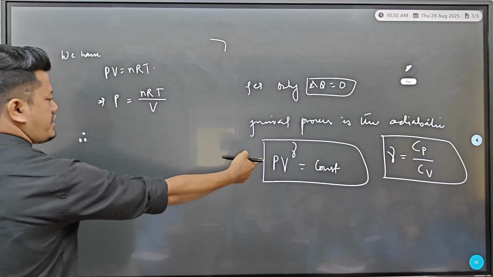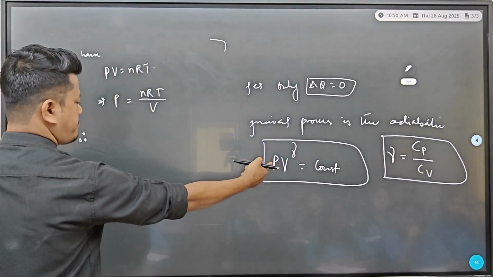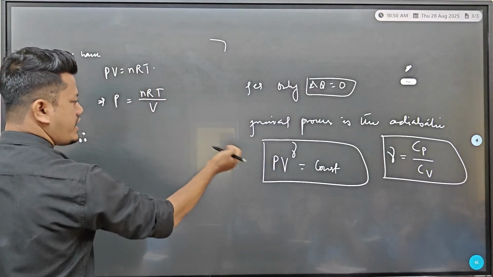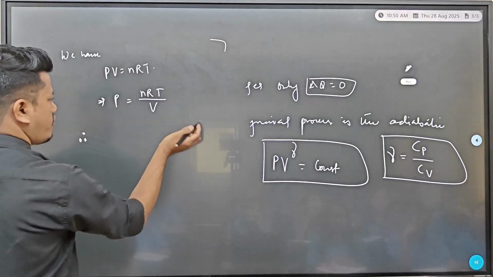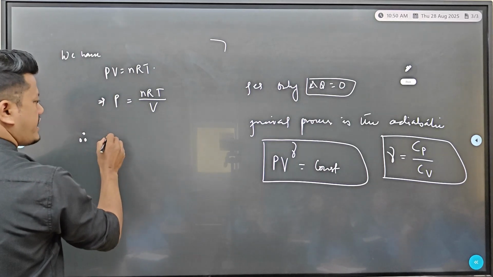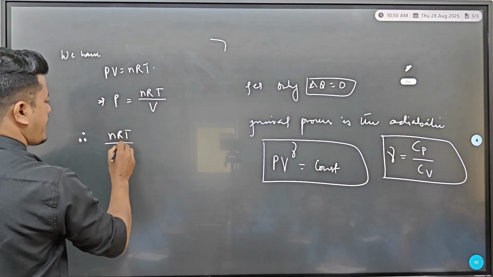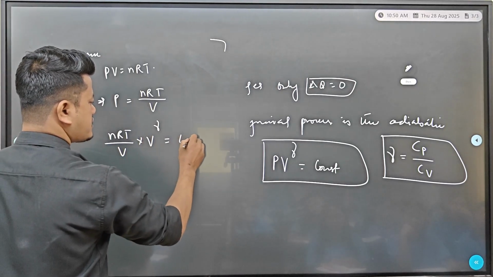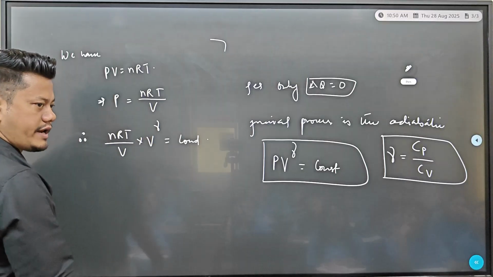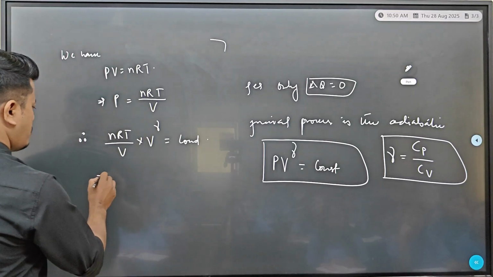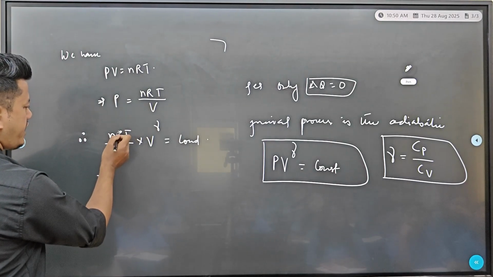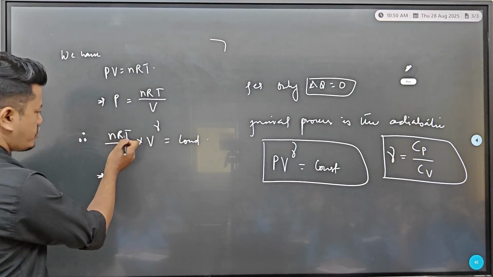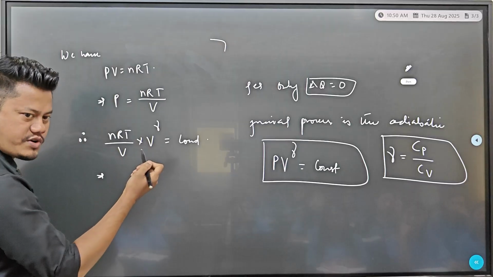Therefore, in this equation, if I substitute this value here in place of P, what can I write? I can write here nRT by V into V to the power gamma equal to constant. Can I write like this? Or try to understand, see, n into R. n is the number of moles, R is the universal gas constant. Both are constant for a particular gas, right?